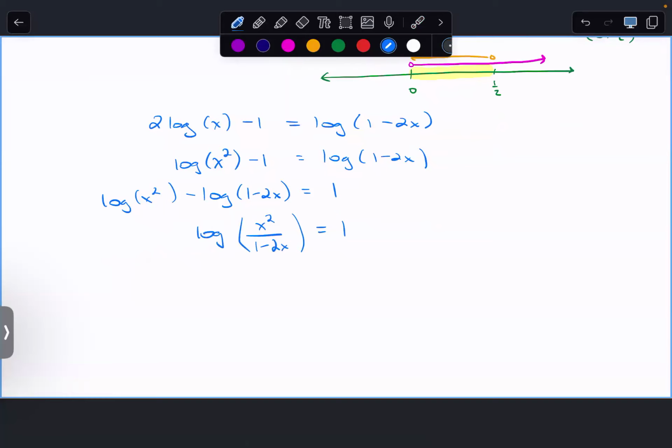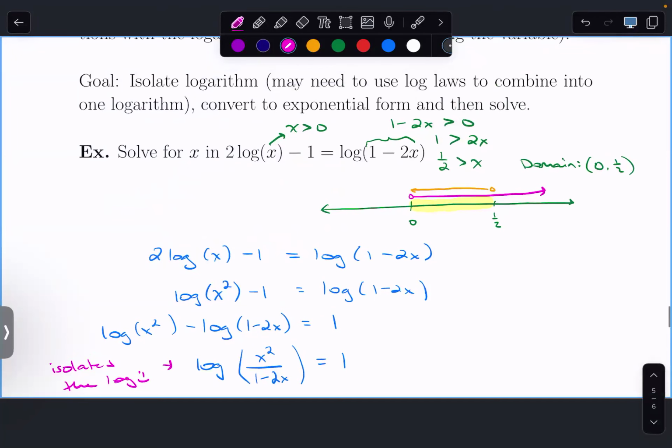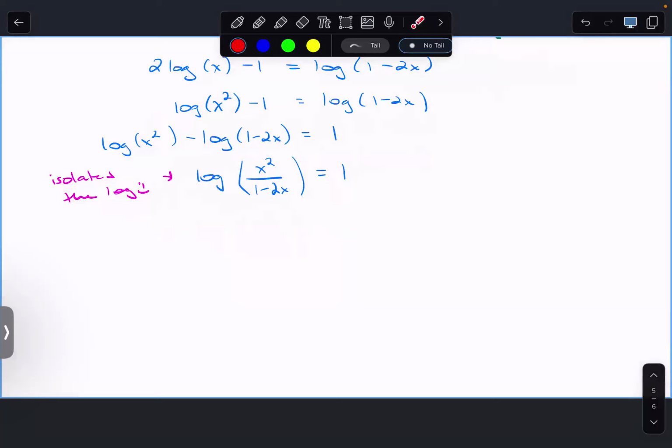Now I've isolated the log, right? And so here I'll make a note. Here I've isolated the log, which was a goal, right? Isolate the logarithm. You might need to combine the logs. And then we're going to convert it into exponential form, right, to use that cancellation property. And then we can solve.